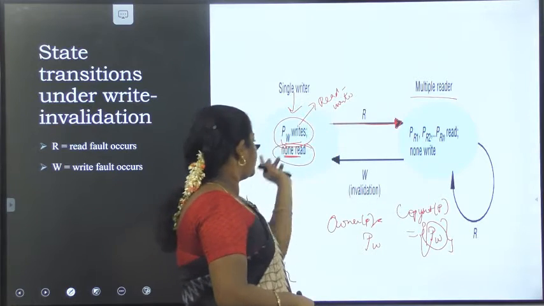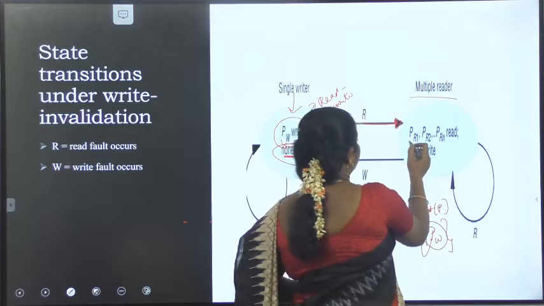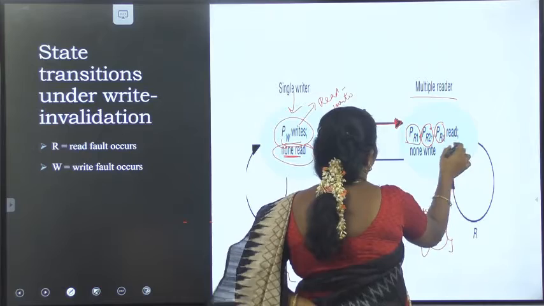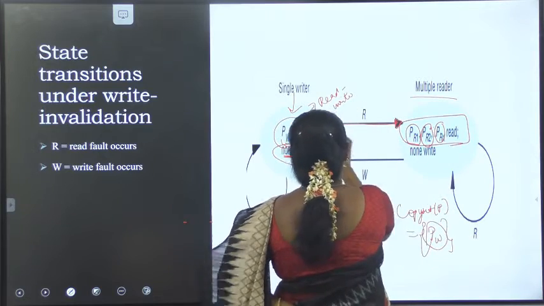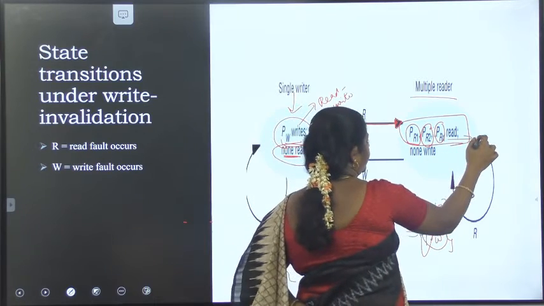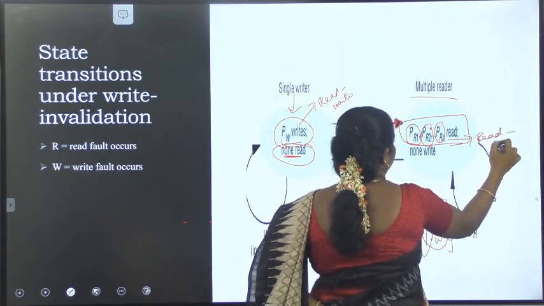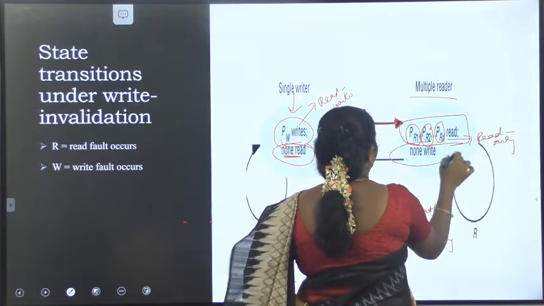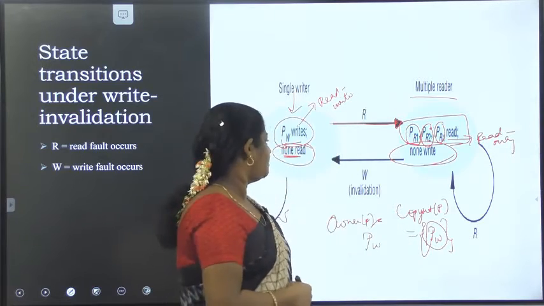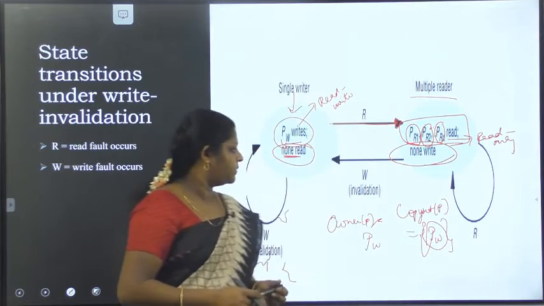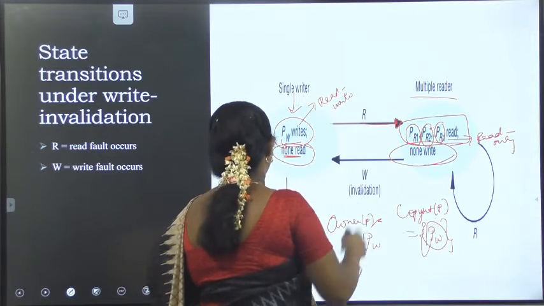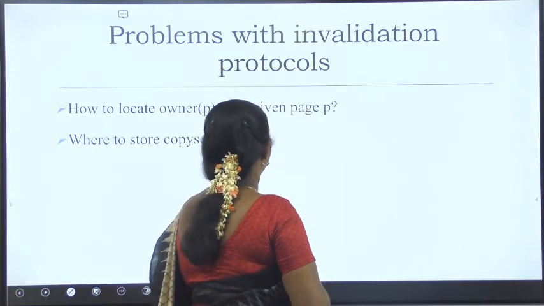On the reader side you can see P of R1, P of R2, up to P of Rn. The processes in the copy set of P, which have a copy of the page, can read the data with read-only access. At that time none of the processes can write on that particular page. They can only read it.